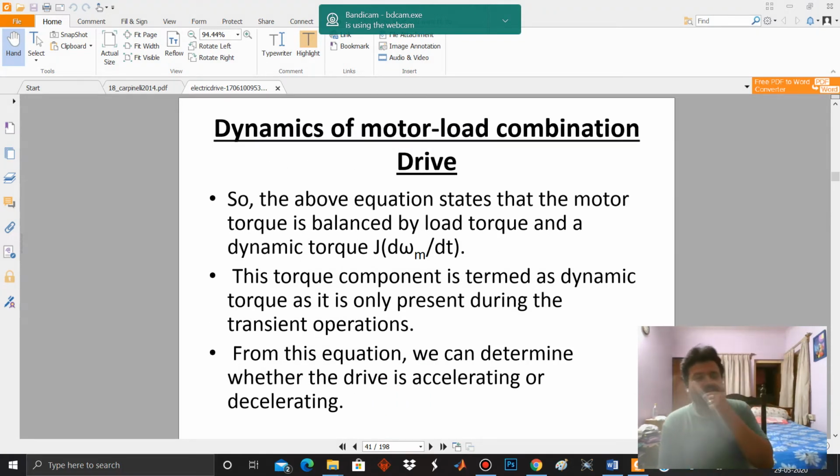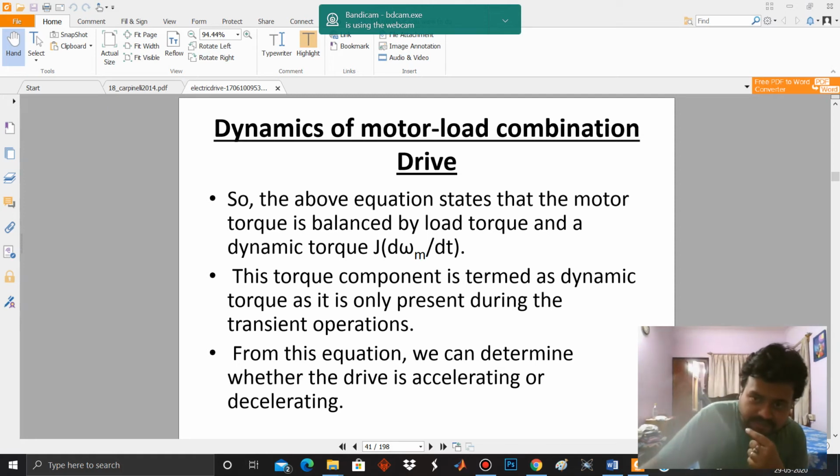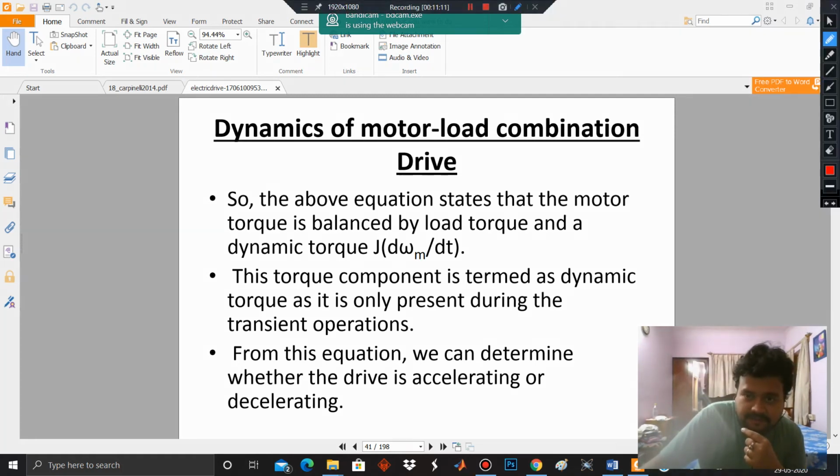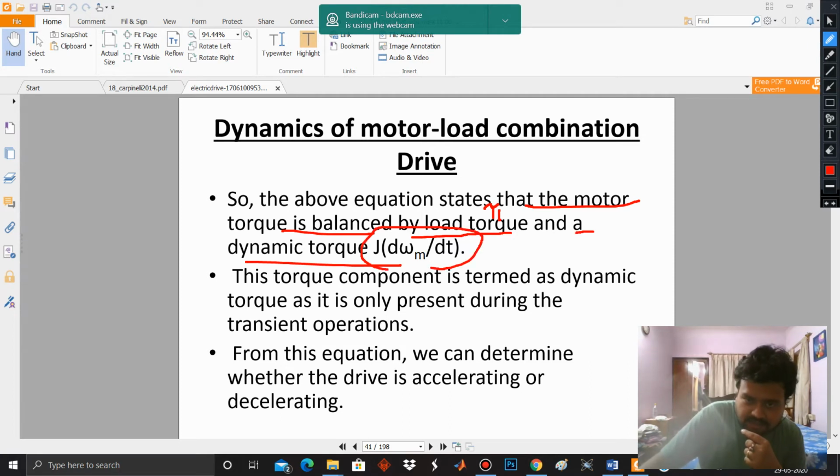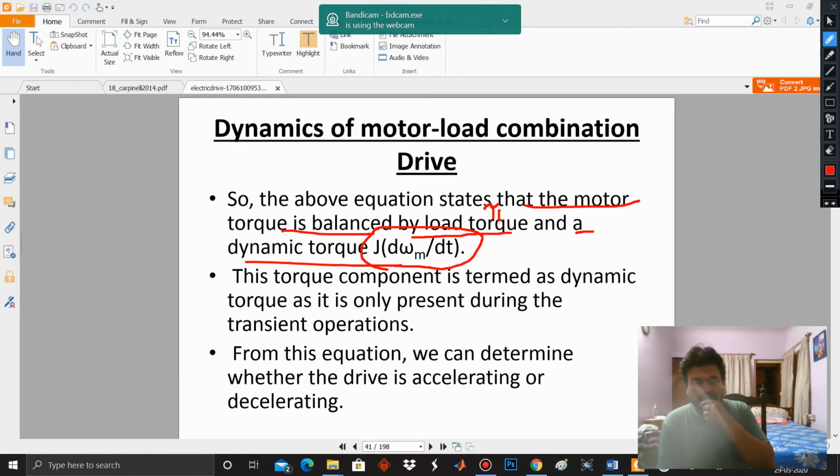So now, what is the implication? The above equation states that the motor torque is balanced by the load torque, which is tau L, and a dynamic torque. It is J d omega m/dt. This is the dynamic torque. This torque component is termed the dynamic torque as it is present only during transient operations. So from this equation we can determine whether the drive is accelerating or decelerating.